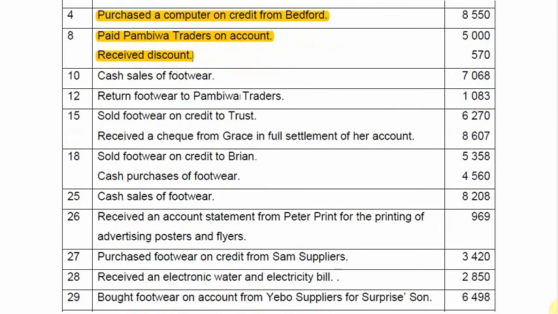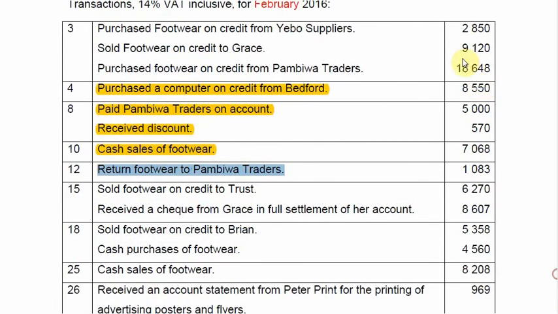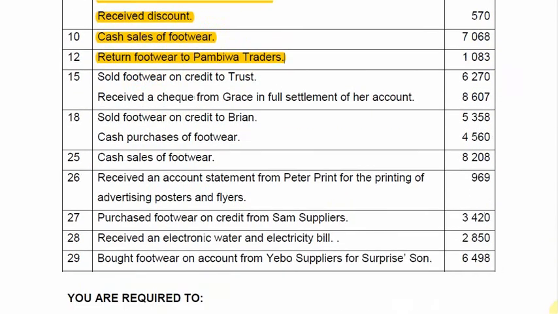Then number 10, cash sales of footwear. Will we record this in the sales journal? No. Why? Because this is a cash sale. Credit sales, exclusively credit sales, will go to your sales journal. Then returned footwear to Viva Traders. This is a purchase return, so that will go into my purchase returns journal. So do they ask for a purchase returns journal? No, they don't. So I'm also going to highlight that one. It should not go into the journals that I'm going to set up.